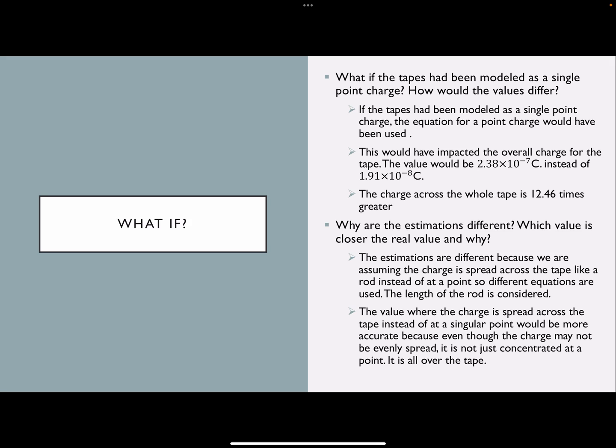The estimations are different because we're assuming the charge is spread across the tape like a rod instead of at a point. So different equations are used and the length of the rod is considered in this case. The value for where the charge is spread across the tape instead of at a singular point would be more accurate because even though the charge may not be evenly spread, it is not just concentrated at a point. It is all over the tape, and that is crucial.